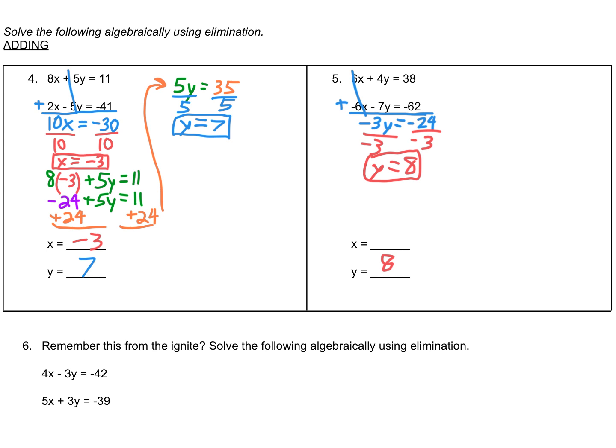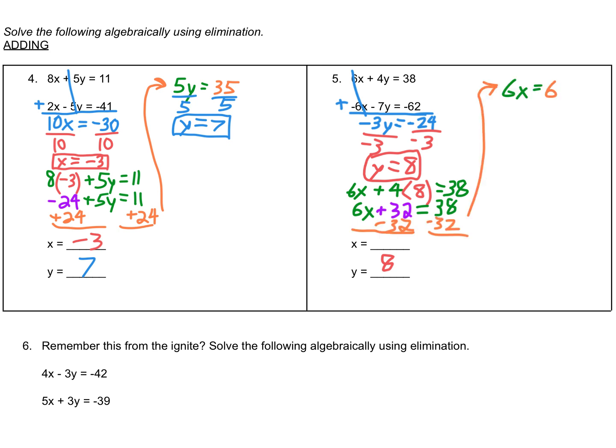Now I can take that y, plug it back in, either the top equation or bottom equation, doesn't matter. I decided to plug it in the top, so 6x plus 4 times 8 equals 38. Now we're just solving that problem. First simplify, 4 times 8 is 32. Gives us 6x plus 32 equals 38. I subtract 32 from both sides. That gave me 6x equals 6, because 38 minus 32 is 6. Now we divide by 6 on both sides, and we got x equal to 1. So x is 1 and y is 8.